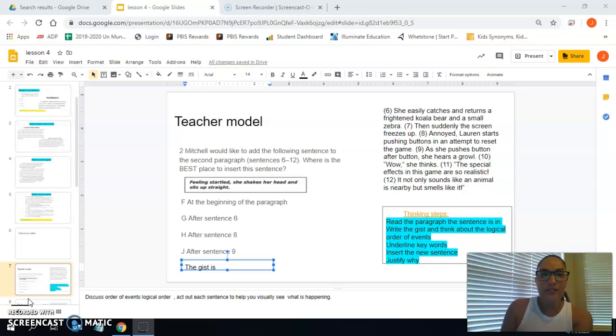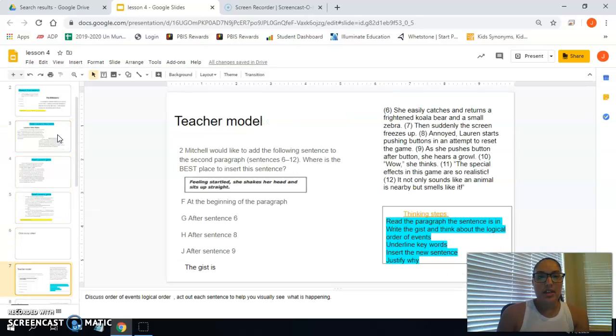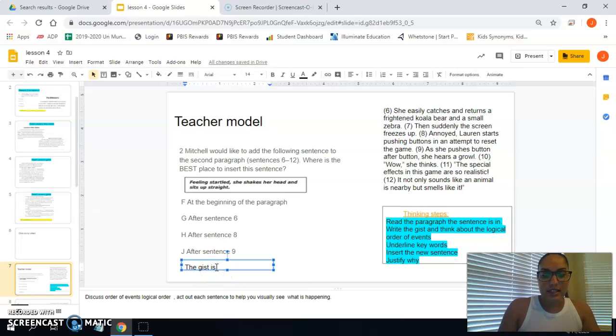So today, I'm going to model how to add a sentence to a paragraph. After you have read Lauren's new game and you write the central idea, then you are going to answer some questions. This one is just a model of how we can add a sentence. After I read the paragraph, I'm going to tell myself what the gist is. So the gist is that Lauren is excited about a new game.